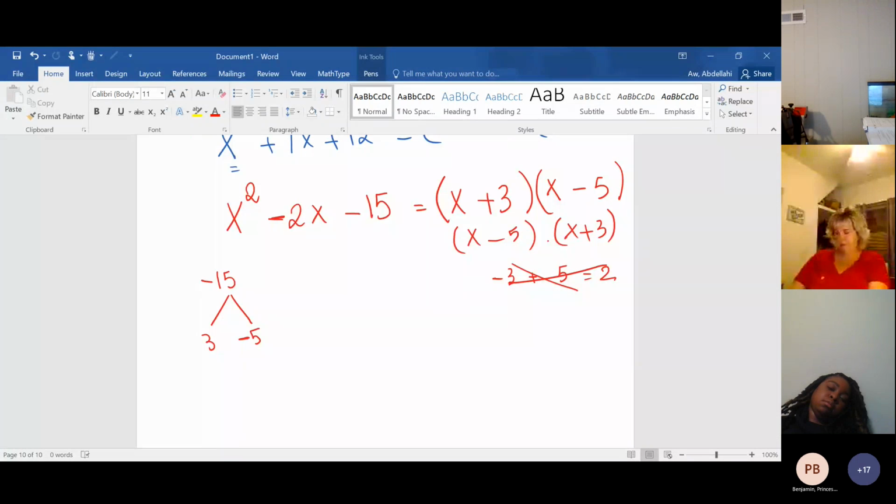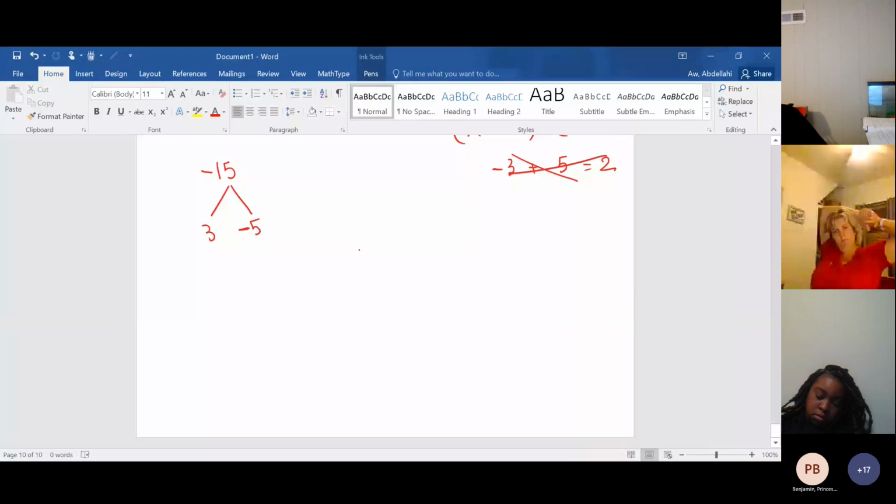It is all arithmetic. Now you just have to say what numbers multiply to the last one and add up to the middle one, right? What numbers multiply to the last one and add up to the middle one? Okay, let's see an example like this one.